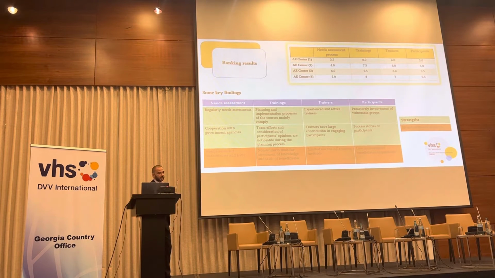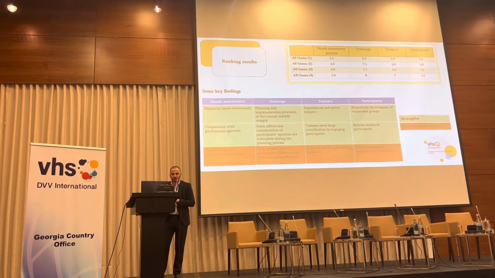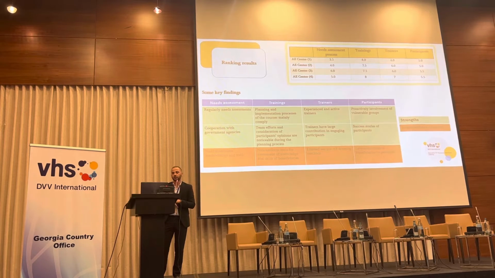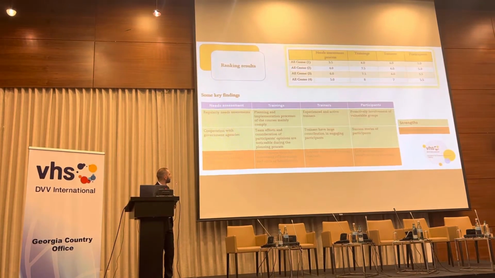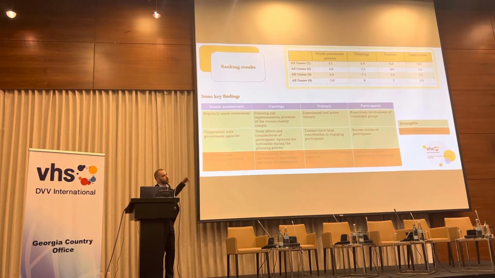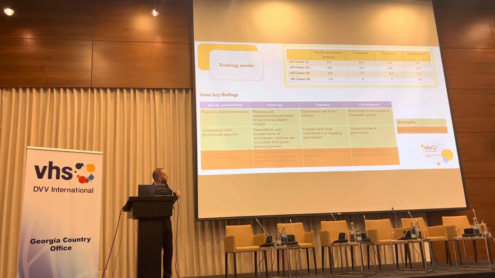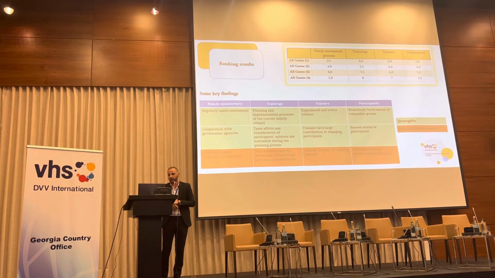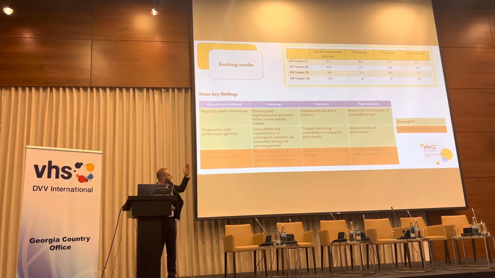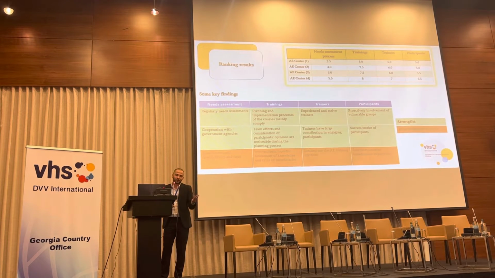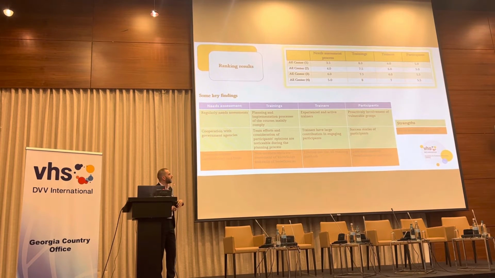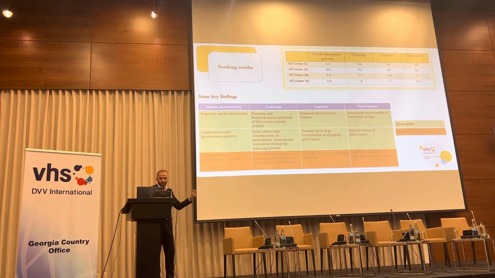On this slide, you can see the numerical result of the ranking process, but also the qualitative key findings. For example, in the first domain, need assessment, we have good practices of regular need assessment, but we need to improve our need assessment methodology and tools. Another example is the trainers domain. We have good practices and experienced and active trainers, but the trainers also need to improve their andragogical capacities.